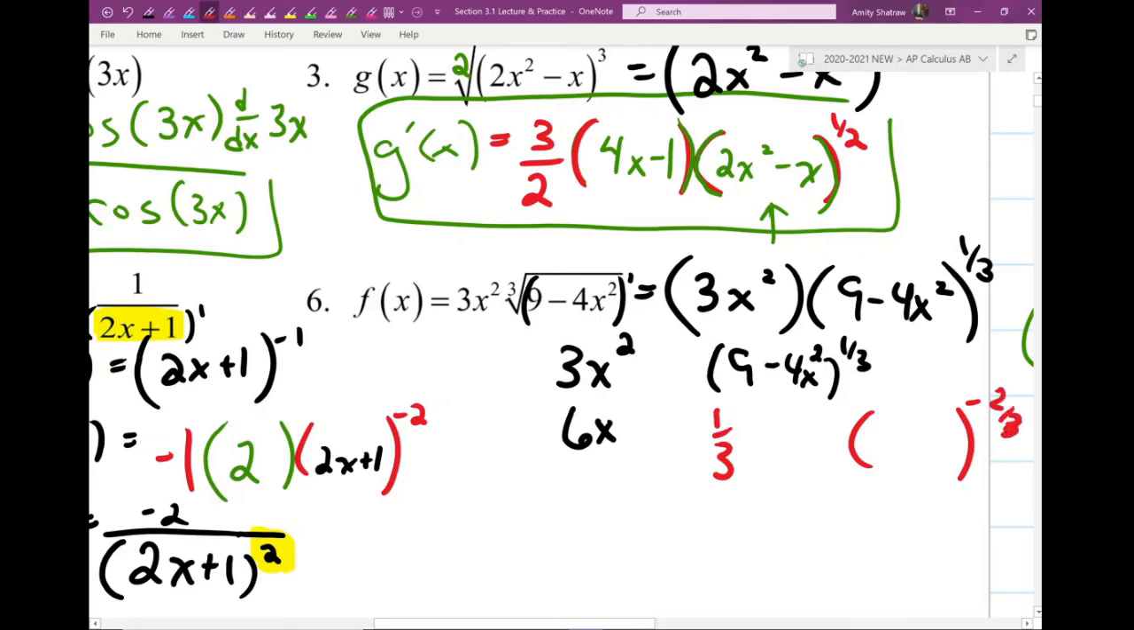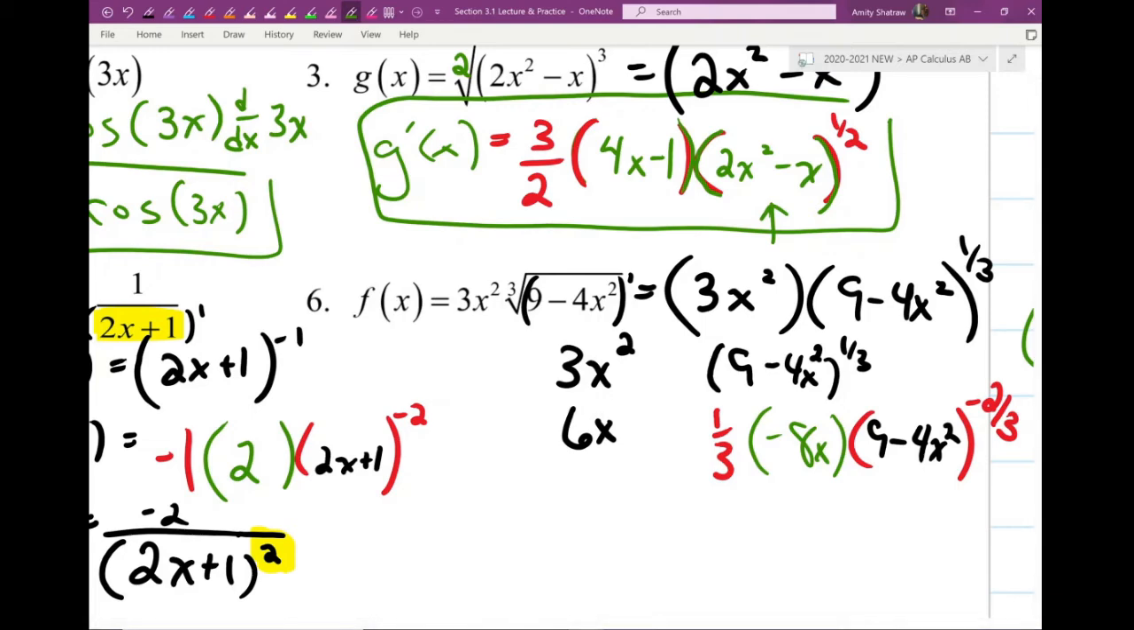Oh, handwriting, terrible. Let me fix that. -2/3. And then inside, you should still have that regular old function. Don't get rid of that original interior function. But when I am taking the derivative of it, remember, I do take the derivative of the inside, and what do I end up with? Well, the derivative of 9 minus 4x squared is -8x. Ta-da!